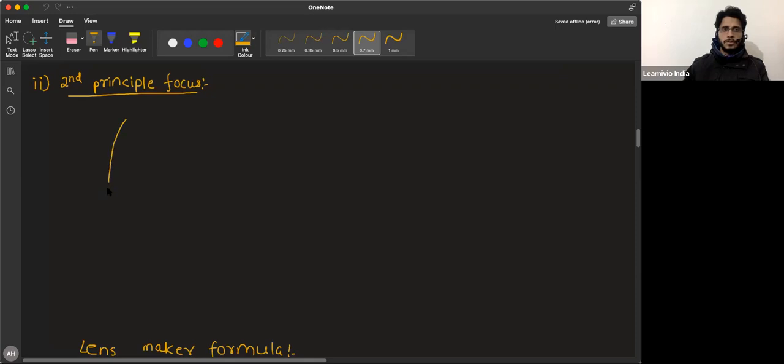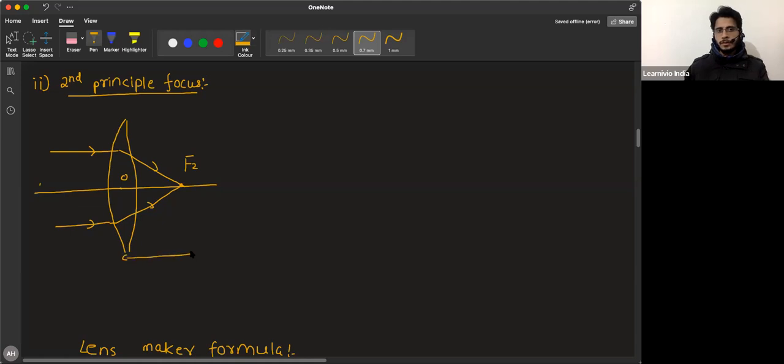So this is the lens. Second principal focus means the point at which parallel rays converge. If you take a convex lens, the parallel rays will converge at a point. This is your second principal focus, F2. This is the optical center. This is the second focal length.